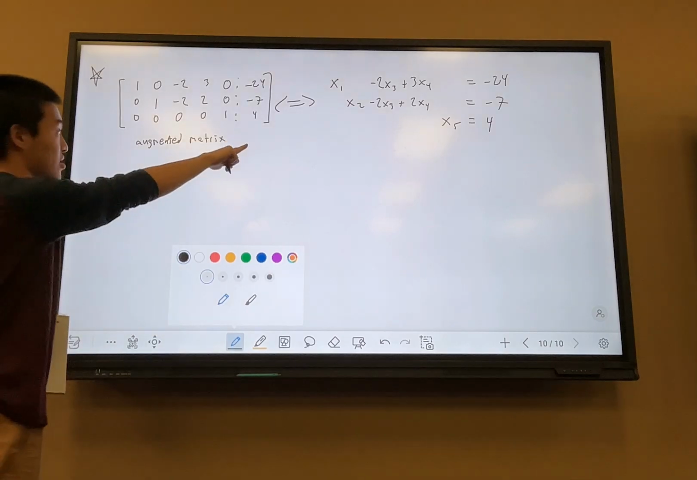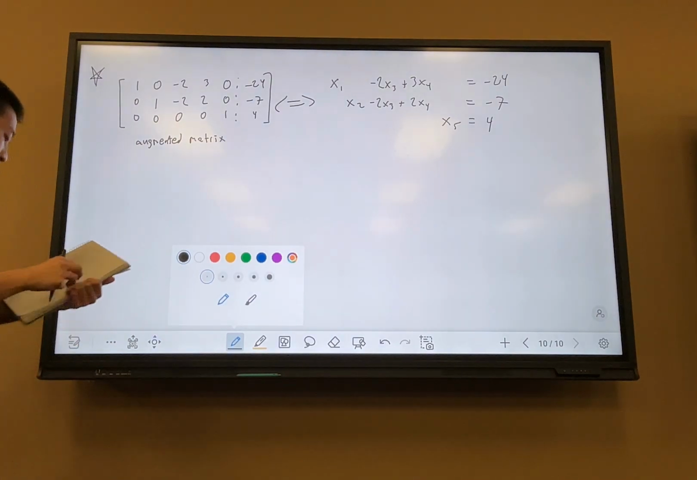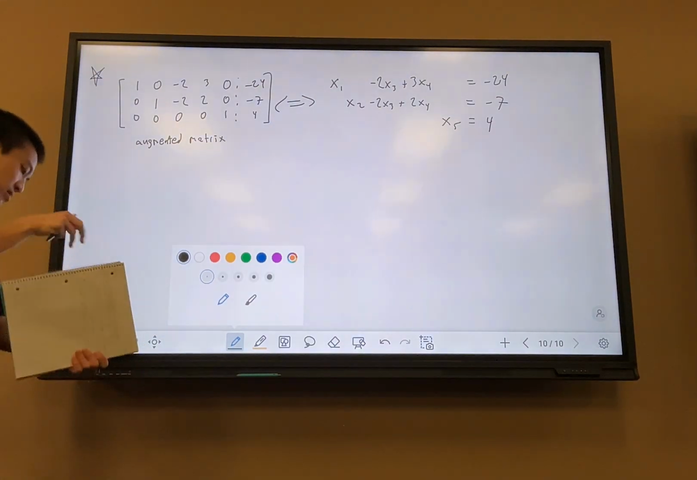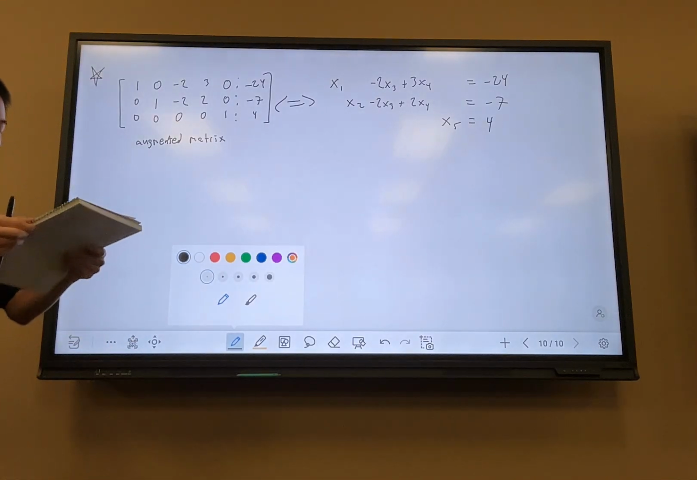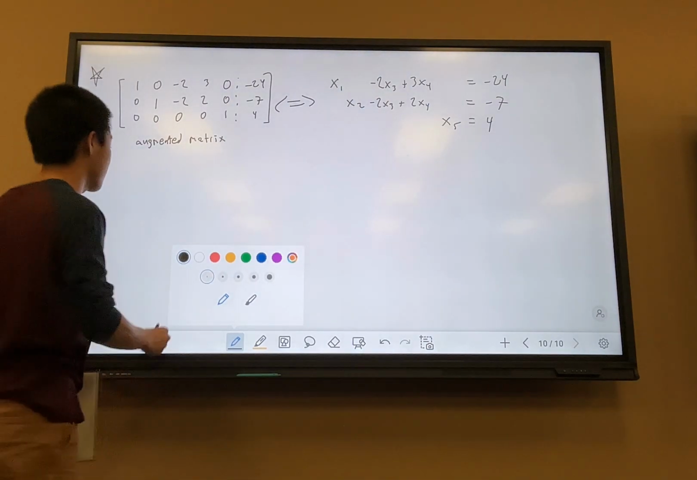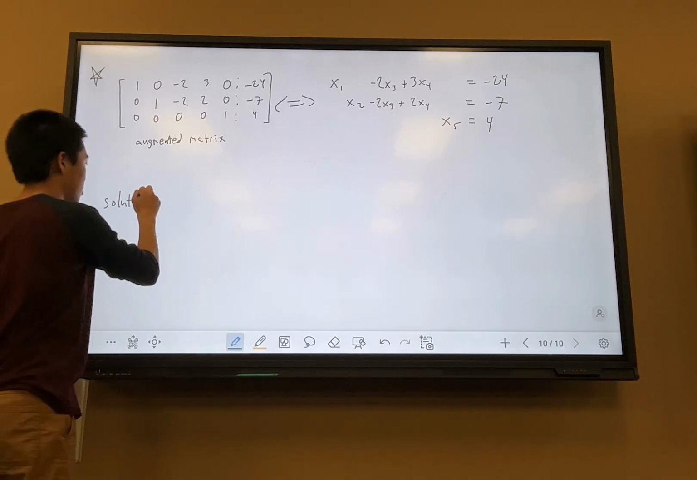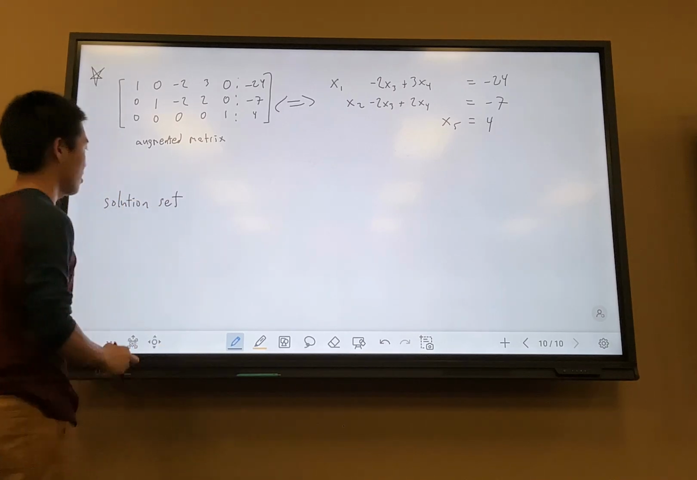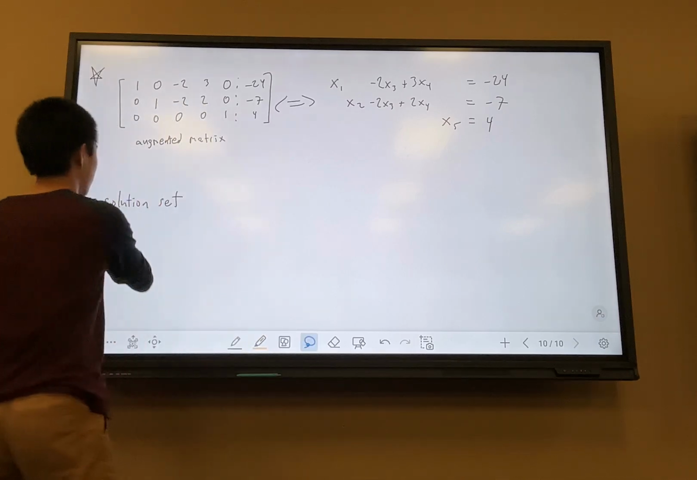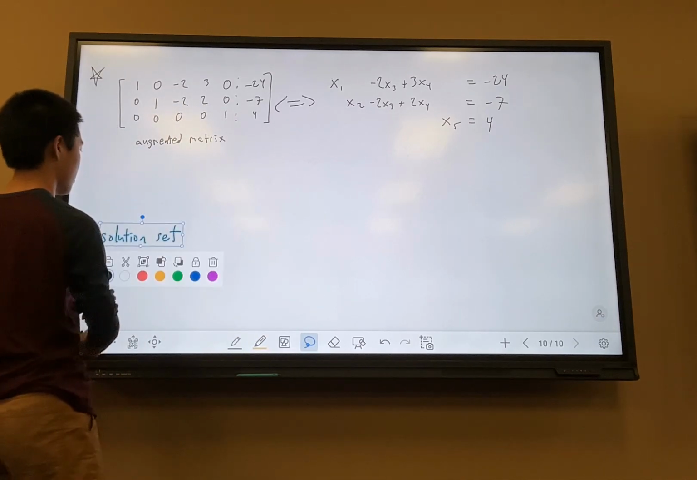So how do we interpret this as a solution set? What we're going to do is what's called a parametric description of the solution. So here's our solution set. I'm actually going to move this down a little bit. There you go.